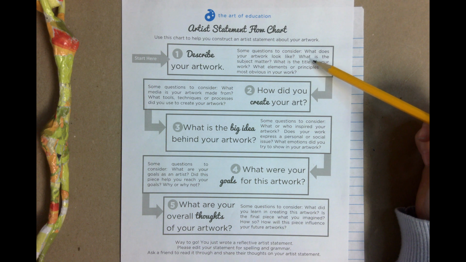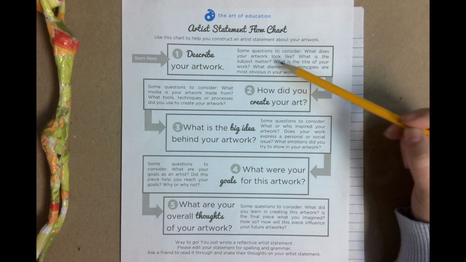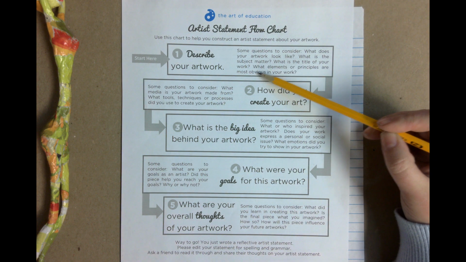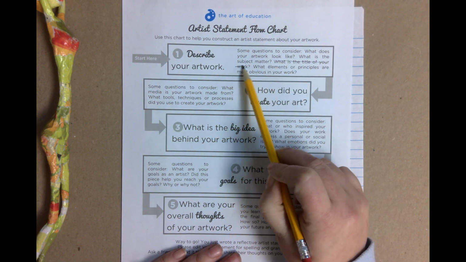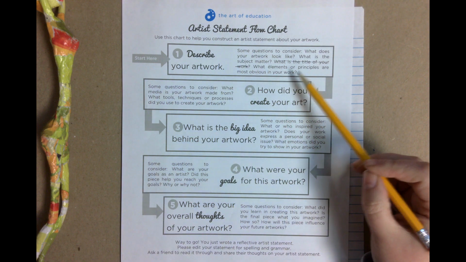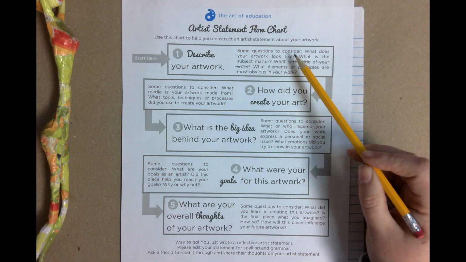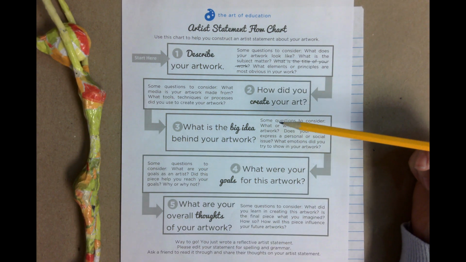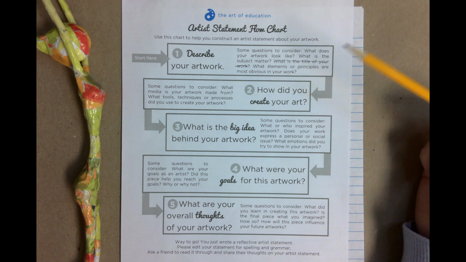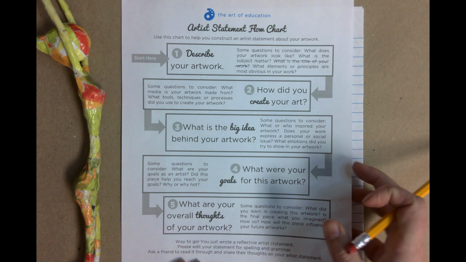Our choices are: What does your artwork look like? What is the subject matter? What is the title of your work? What elements or principles are most obvious in your work? We're not going to do title, because we're going to put the title of our work on our artist statement, so we'll hang back on that one. I'm describing my work. When someone looks at my art piece here and I want to describe it to them, what do I want to say? I'm going to go with: What does your artwork look like? And what is the subject matter? I feel like those are things I can talk about.